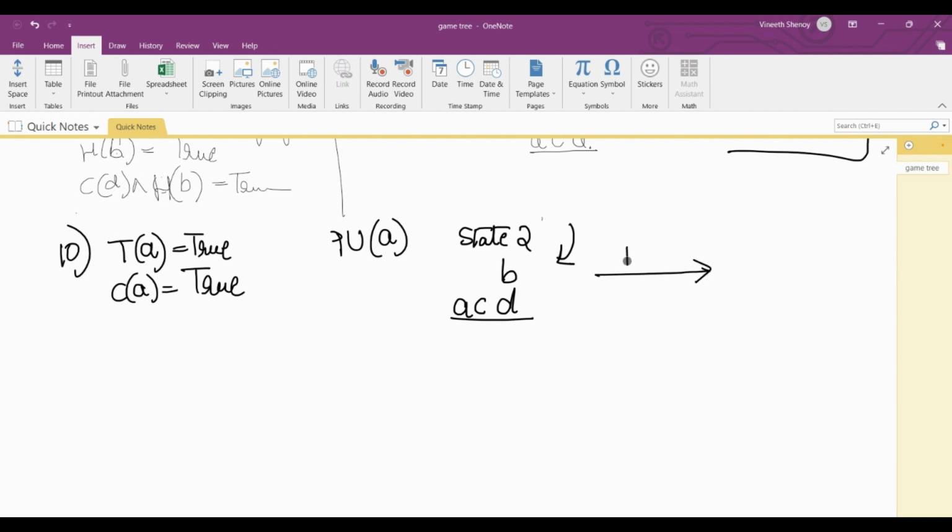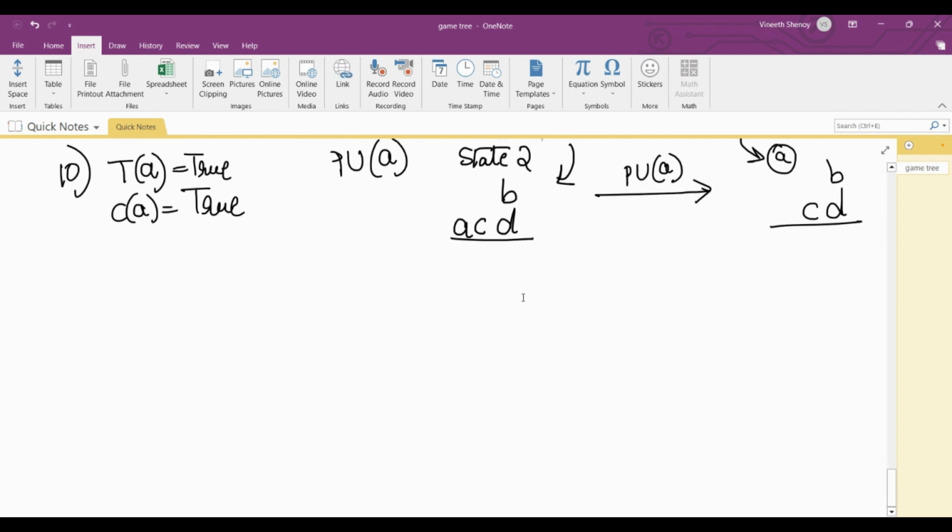State right now. We will perform pickup of A. We have picked up A. We are transitioning to state 3. We have picked up A, so the arm has A. We have C, D, B on top of the table. There you go. That's our state 3.